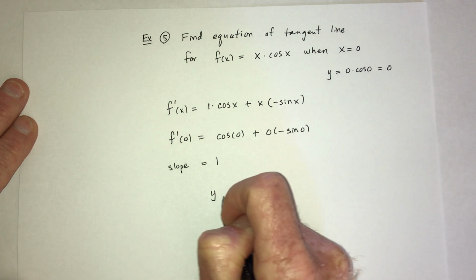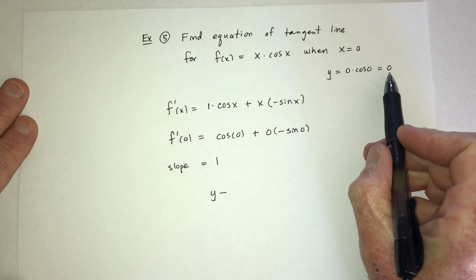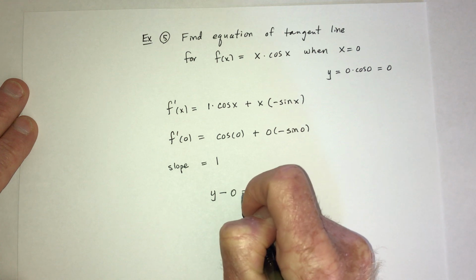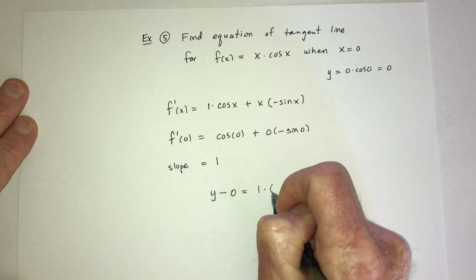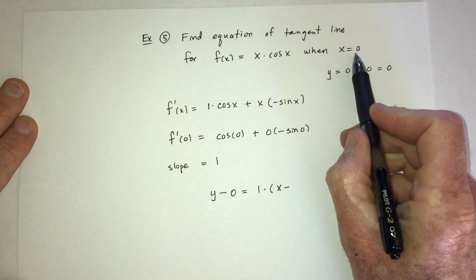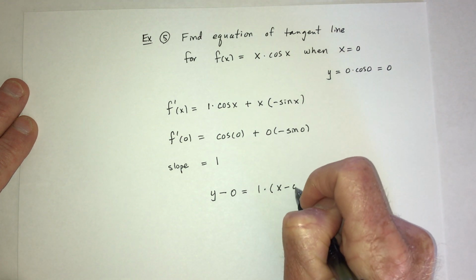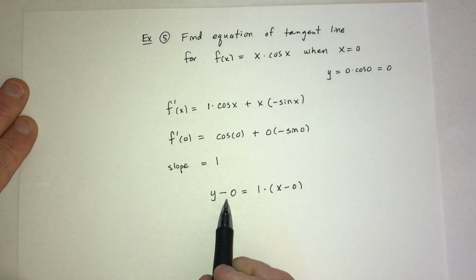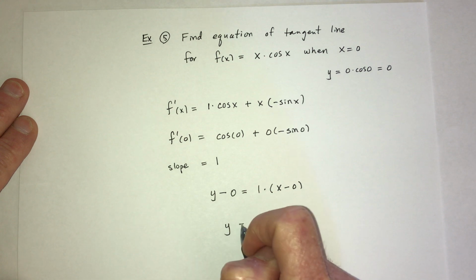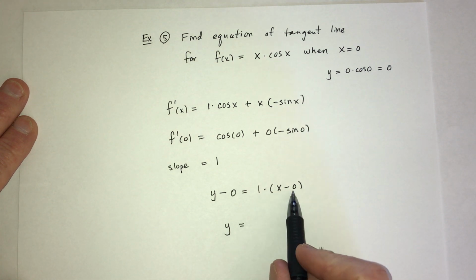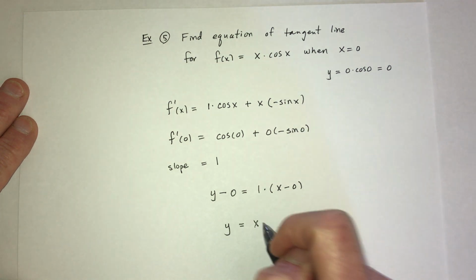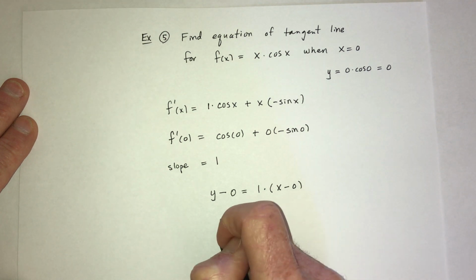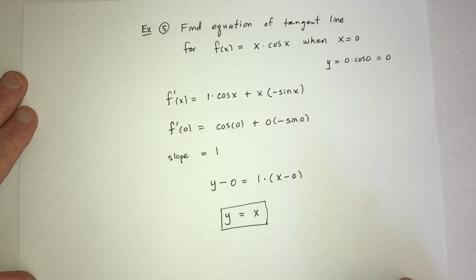Then I can use the point slope formula. So y minus the y value equals the slope times x minus the x value. So y minus 0 can just be written as y. And then this part right here is just going to be 1 times x. So y equals x is going to be the tangent line.